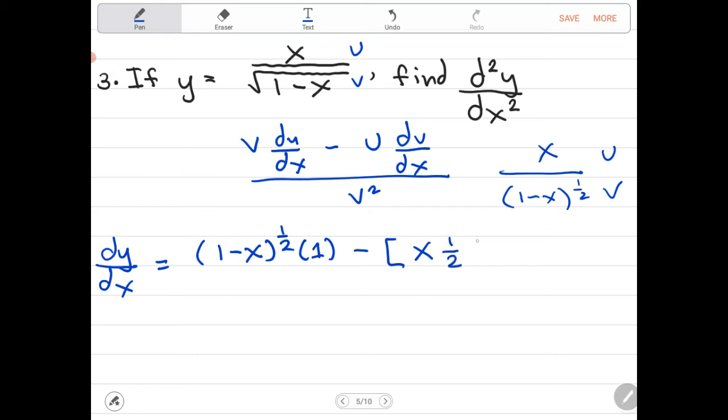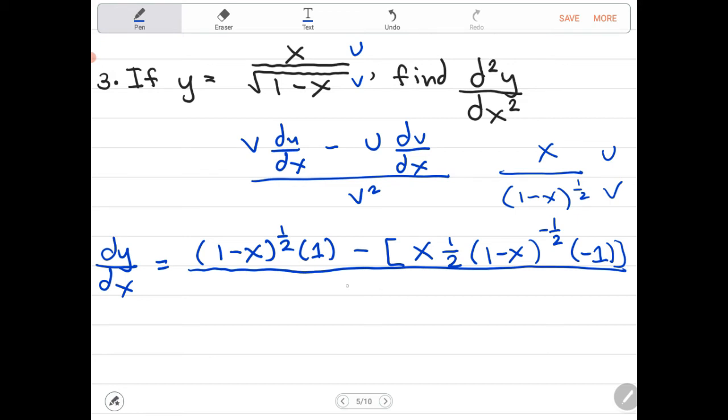So 1/2 1 minus x. Then we have negative 1/2 because 1/2 minus 1 is negative 1/2 times the derivative of the equation inside the parenthesis, which is 1 minus x. The derivative of that is negative 1 all over v squared, or squared of the denominator, which is 1 minus x raised to 1/2 squared. Okay? So yan, let us simplify.